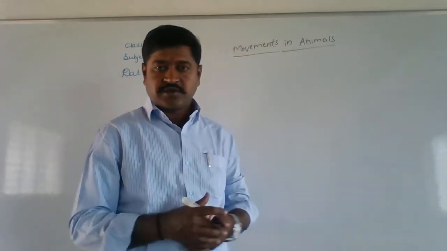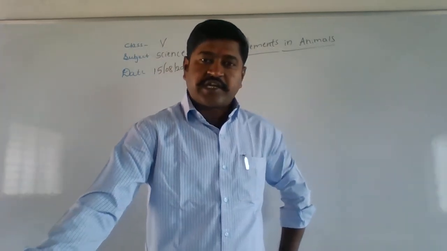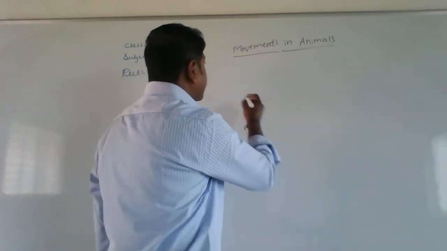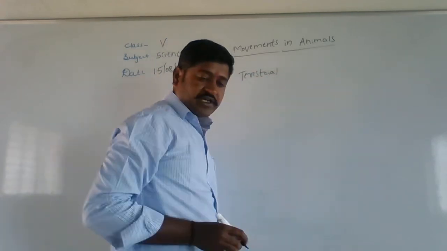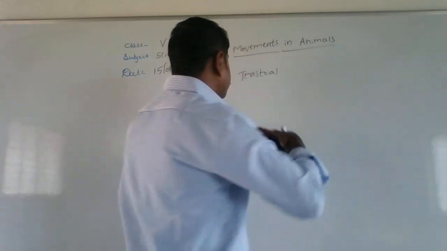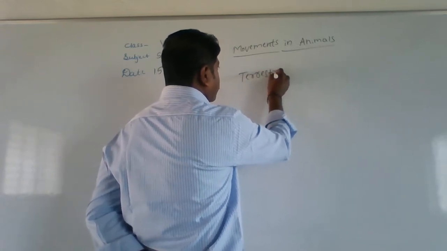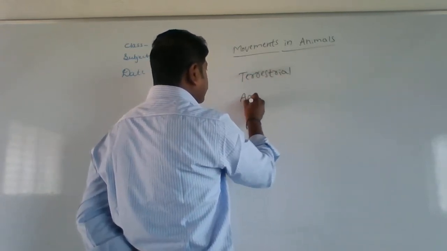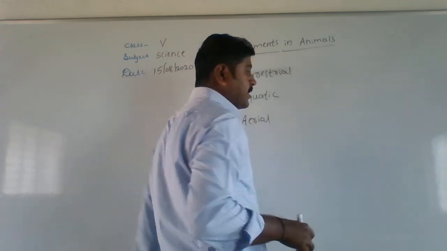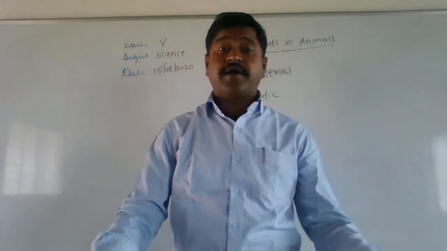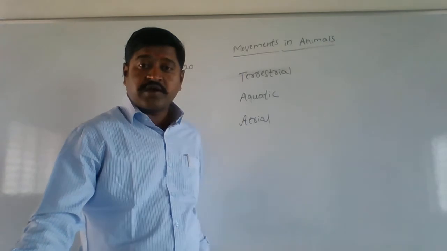So depending on these, the animals are classified again into terrestrial animals, aquatic animals and aerial animals. Aerial means in the air. Okay. So first, the terrestrial animals.